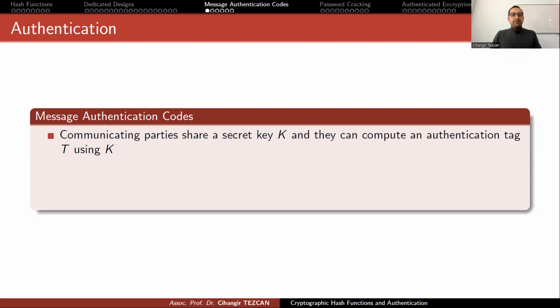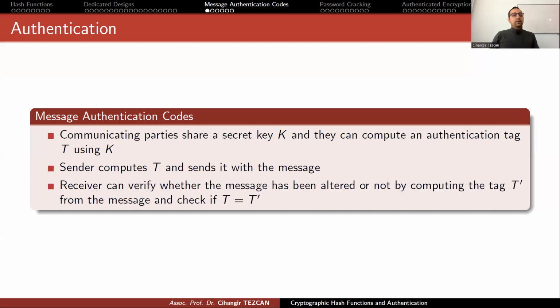So the idea is as follows. Communicating parties share a secret key K and they can compute an authentication tag T using K, okay? Sender computes T and sends it with the message. So here the message is not secret. You simply send the message, but concatenate a tag to it, saying that this is the authentication code for it. The receiver can verify whether the message has been altered or not by computing the tag T prime from the message they received and checking if T equals T prime. And that's it. This way you provide authentication.